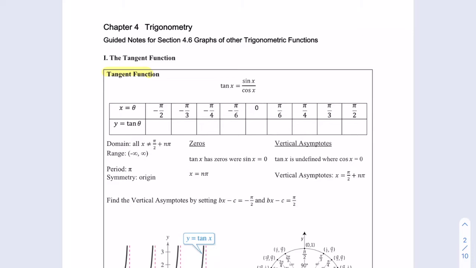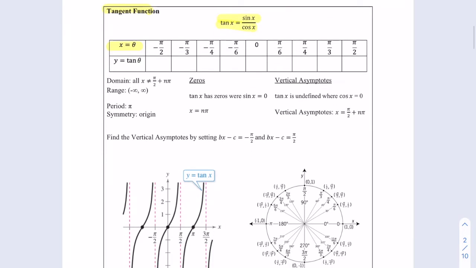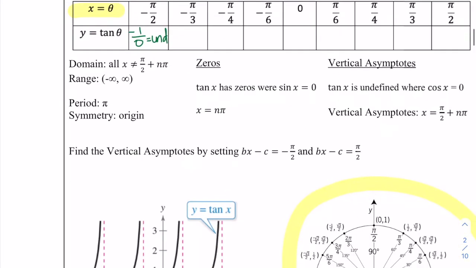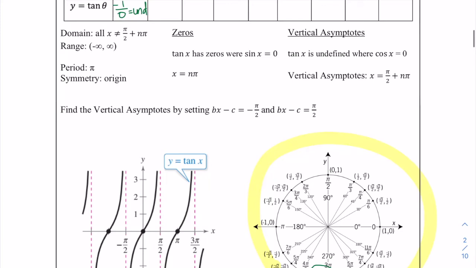So you probably remember the tangent function as a quotient identity, sine over cosine. So to evaluate these values for theta, we can also reference the unit circle down here and divide the y value by the x value. So at -pi over 2, we have -1 over 0, which is undefined. Remember, we cannot divide by 0. So that's going to indicate one of the asymptotes.